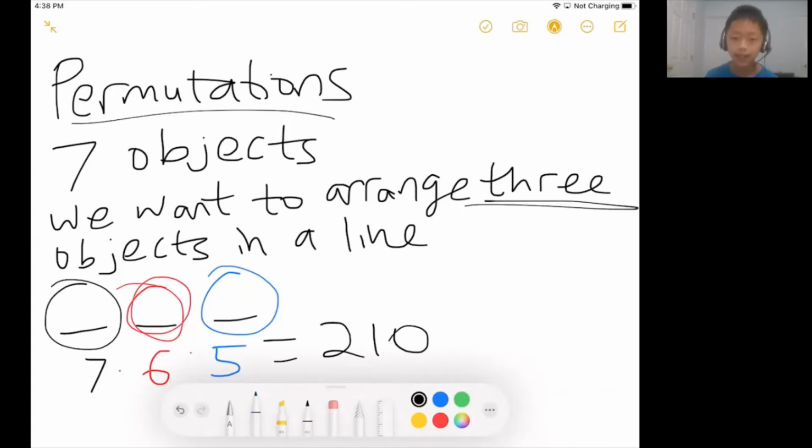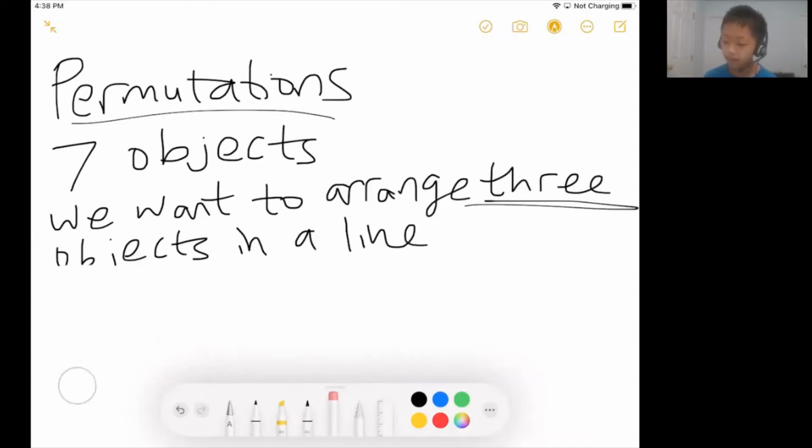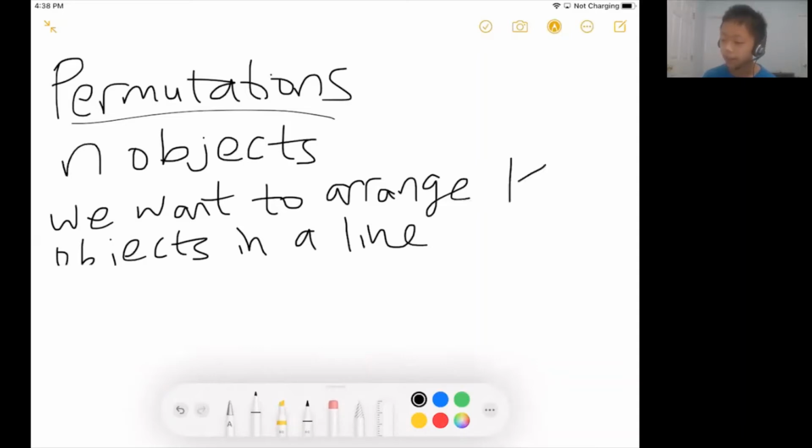So now let's consider a more general case. Let's say we had n objects and we want to arrange k of these objects in a line. So instead of 7 and 3, which are the numbers we just used, now we're going to use n and k for the numbers. Okay, so now how would we do this?